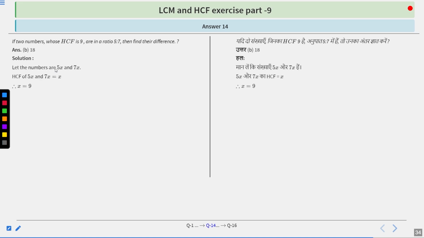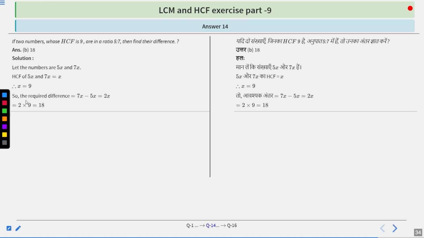Now, let the numbers be 5x and 7x, because the ratio of the numbers was given to us. The HCF of 5x and 7x is x, because x is the only number which can divide 5x and 7x. But in the question, the HCF is 9. That means this x is equal to 9.